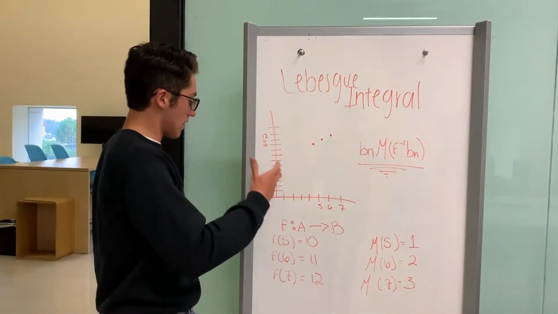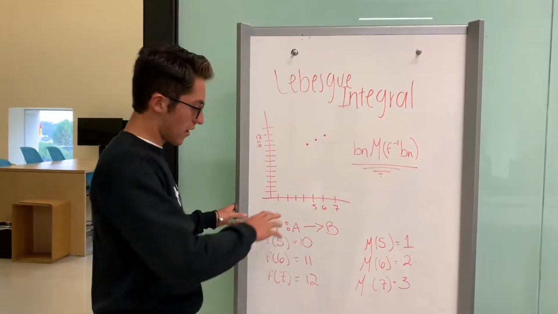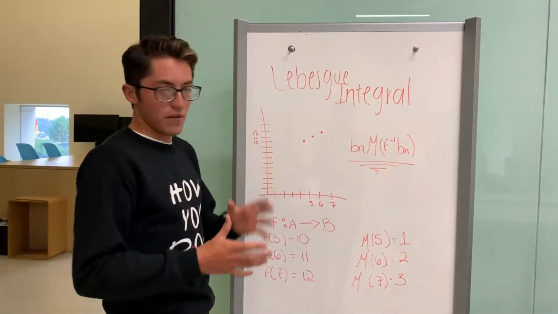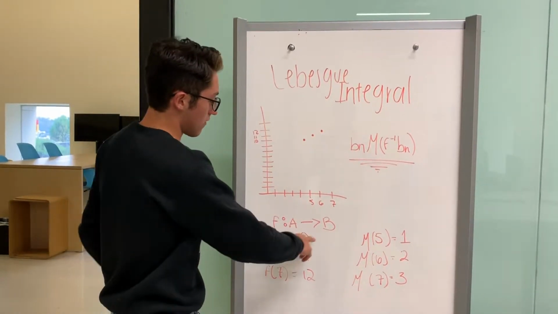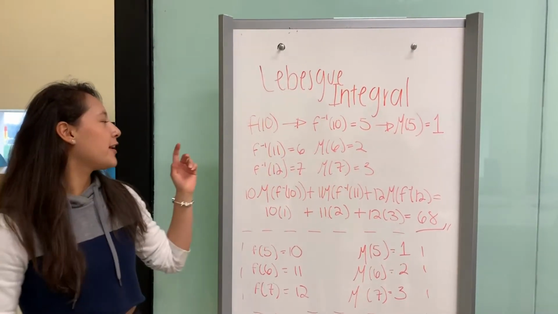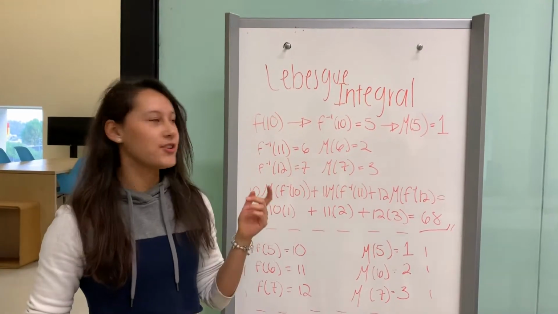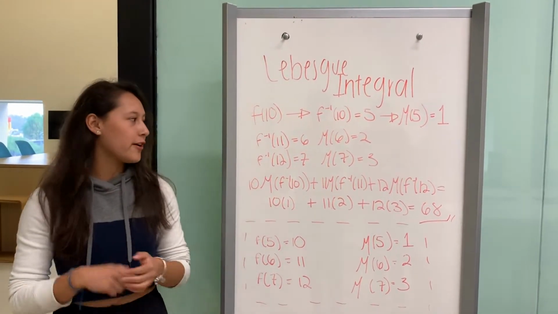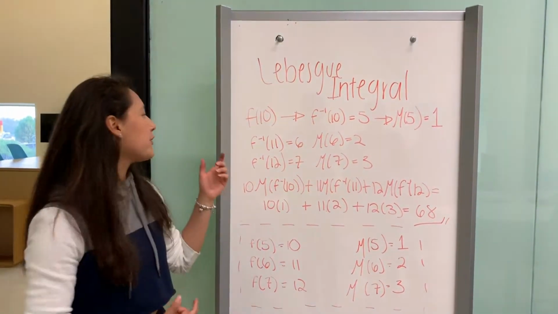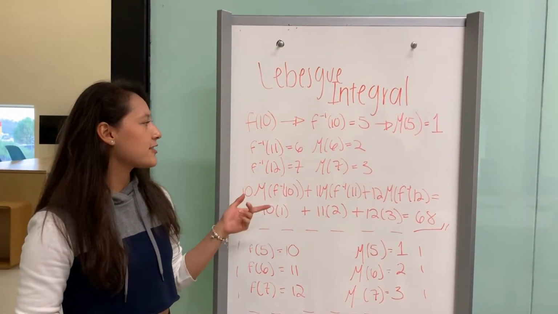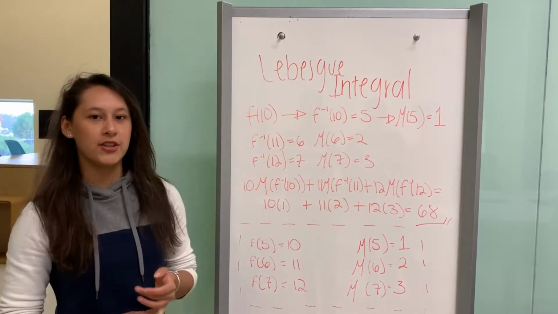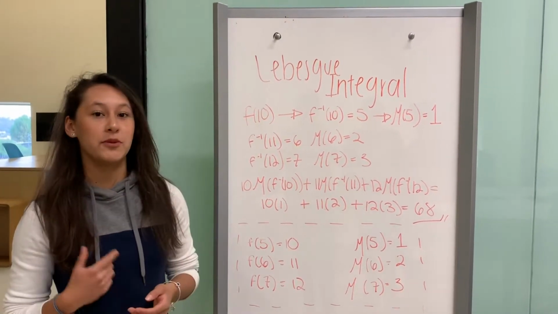In this case, for the range value 10, its inverse image is 5, and the measure of 5 is 1. So for the Lebesgue integral it is 10 times 1. We repeat this process with the other values of the range. The inverse image of 11 is 6 and the measure of 6 is 2. Then for 12, the inverse image is 7 and the measure of 7 is 3.